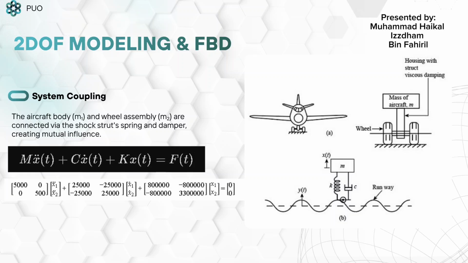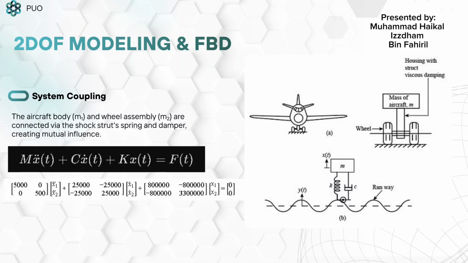Next, we look at the mathematical model of our landing gear. We use 3 standard matrices to represent the system. First, the mass matrix M. This shows the weight of our 2 separate parts, the heavy fuselage body at 5,000 kg and the lighter wheel assembly at 500 kg. Next, the damping matrix C. This represents the hydraulic fluid resistance inside our shock strut, which is 25,000 Newton second per meter.